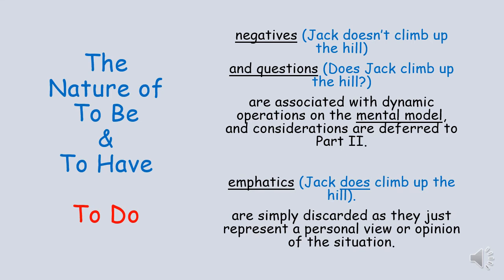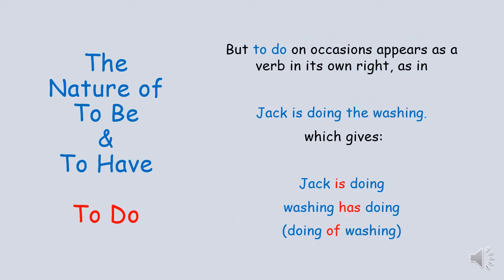The third case, emphatics, Jack does climb up the hill, these are simply discarded as they just represent a personal view or opinion of the situation. And we've seen that this type of information is in fact discarded typically in our analyses. But we must note that on occasions to do appears as a verb in its own right, as in Jack is doing the washing, which gives Jack is doing, washing has doing, expressible as doing of washing.